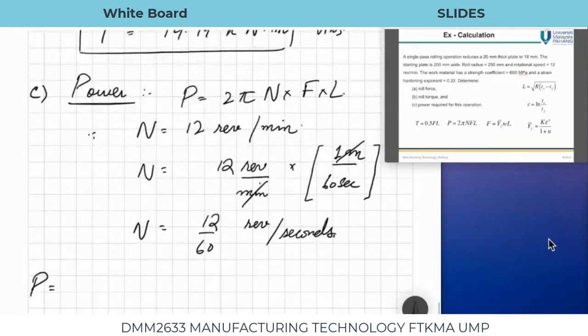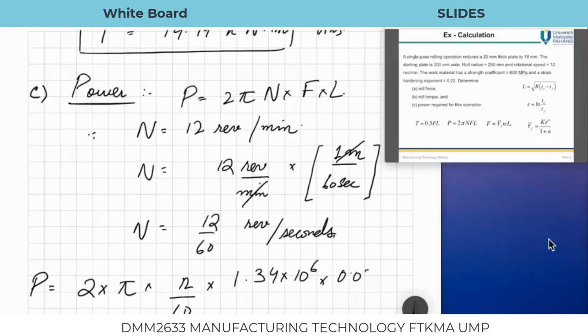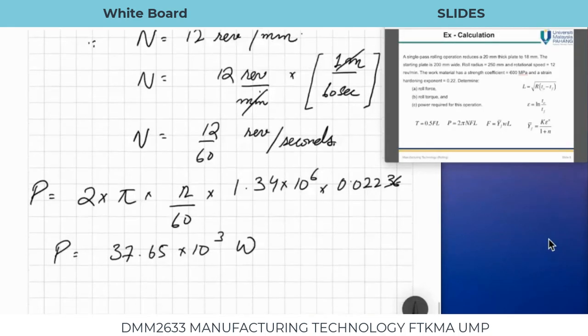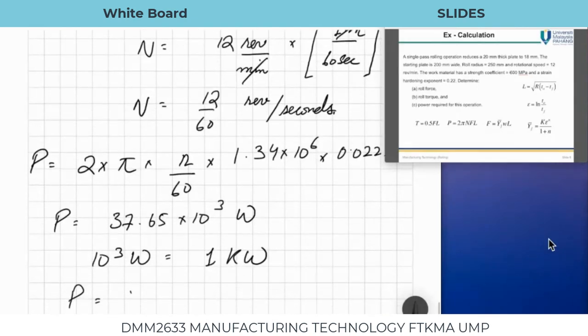Okay, so power is equal to 2 into pi into 12 whole divided by 60 multiplied by the force, 1.34 into 10 to the power 6 Newton, multiplied by 0.02236. So my power should come out to be 37.65 into 10 to the power 3 watt. So 10 to the power 3 watt is equal to 1 kilowatt. So power becomes 37.65 kilowatt.